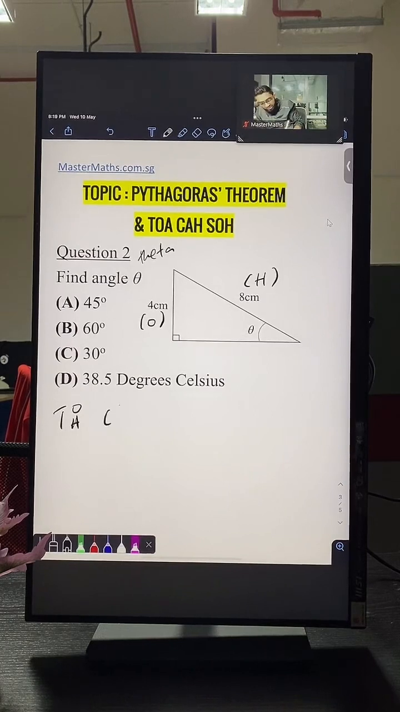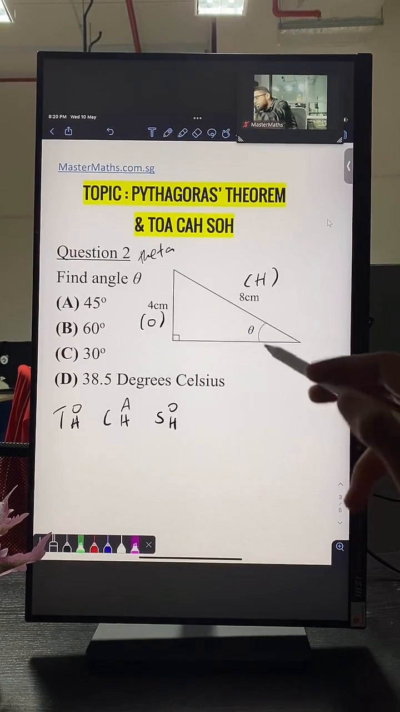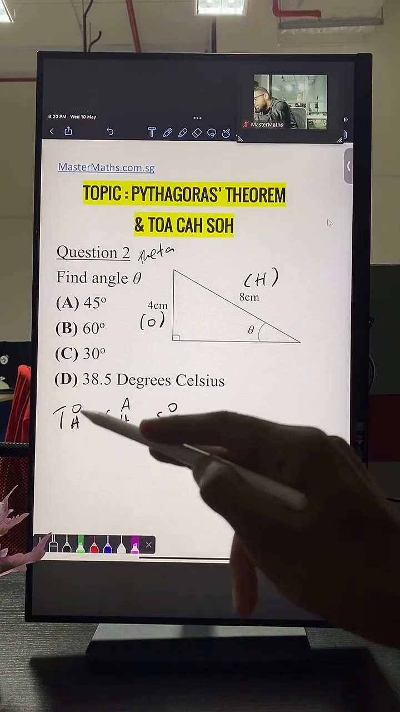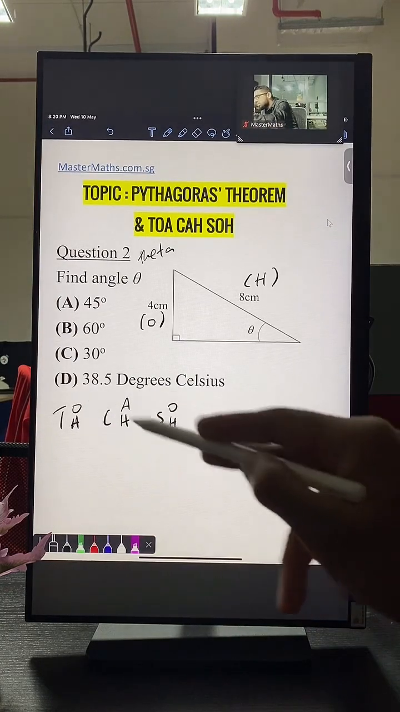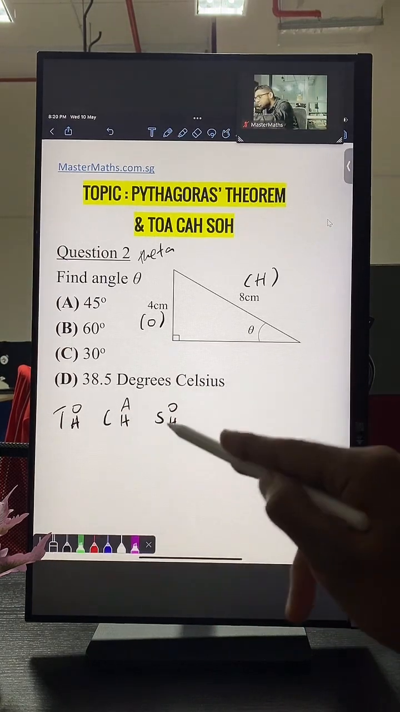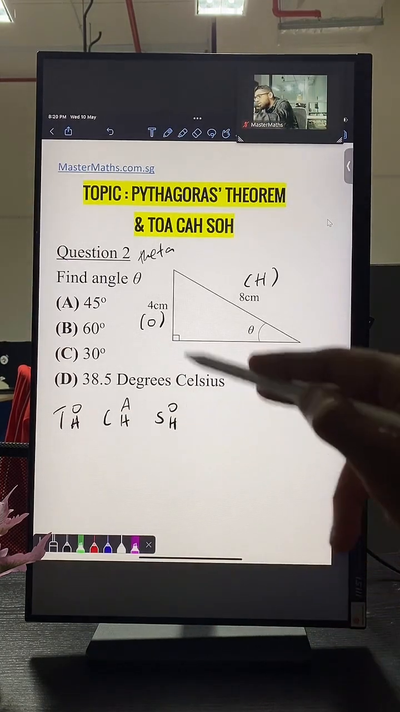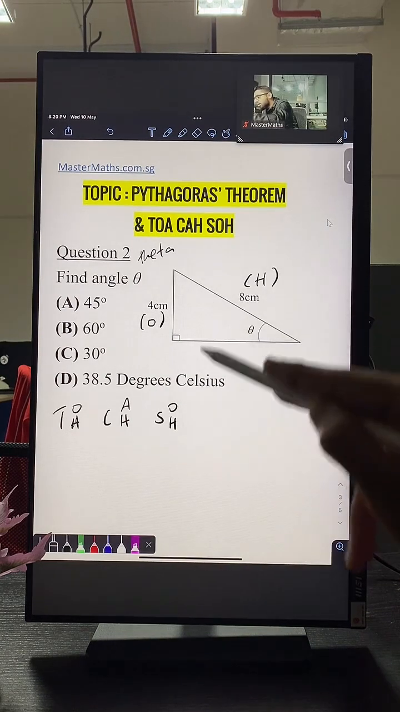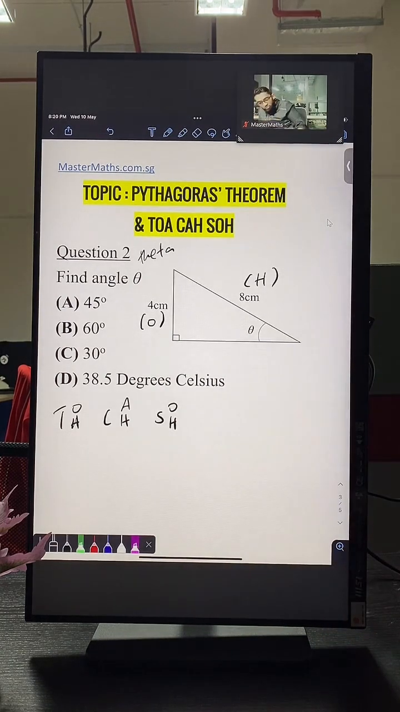What does TOA CAH SOH tell us? It tells us that if you are dealing with the opposite and the hypotenuse, which one of these has opposite and hypotenuse inside? Is it TOA? Is it CAH? Is it SOH? It is definitely the SOH there. So because O and H is there, we have to work with Mr. SOH.